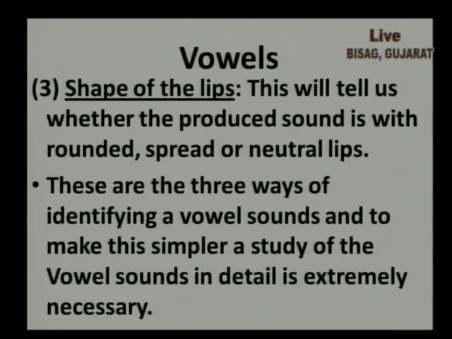Just in brief again, there are two kinds of sounds in English: consonant sounds and vowel sounds. Consonant sounds are caused with an obstruction, vowel sounds without an obstruction. There are three ways of knowing a consonant sound: using the vocal cords to know whether they are voiced or voiceless, the place of articulation, where the consonant sound is produced, and the manner of articulation, how the sound is produced.